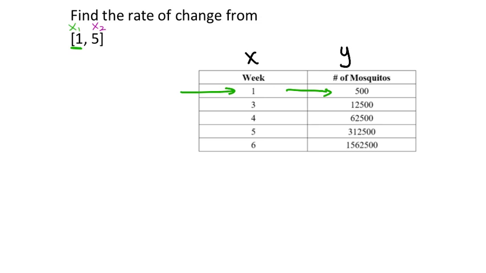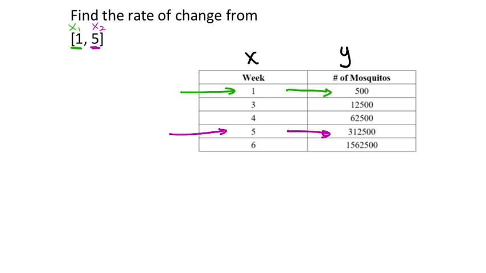I don't know the context for this. Maybe they're breeding mosquitoes somehow, or maybe they're just observing. It doesn't matter. All I can see here is that week 1 says there's 500 mosquitoes. The second X value is 5, and I can see that right here. That would be an X value that's 5, and its corresponding Y value is showing as 312,500 mosquitoes.